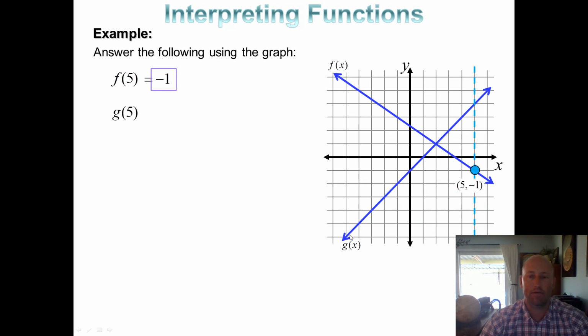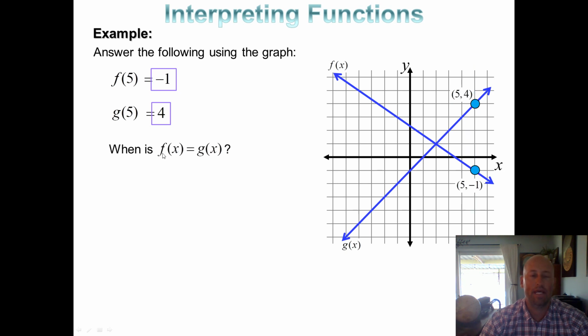So g of 5. Now we're going to look at the line g. We still have 5 here. This vertical line here is at 5. But for g, we're going to be at 1, 2, 3, 4. So g of 5 is 4. Now notice, g is above f. g is above f for this entire section.